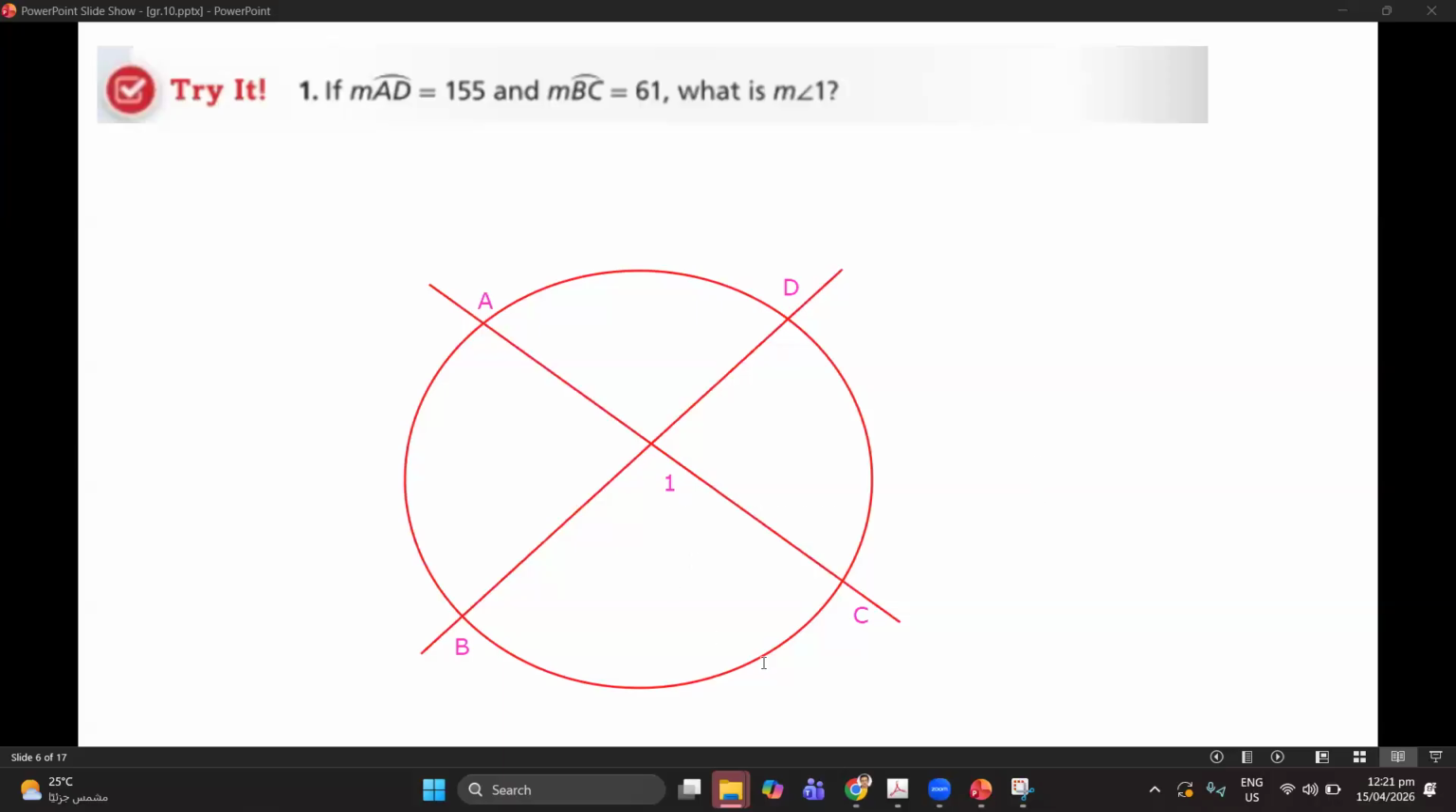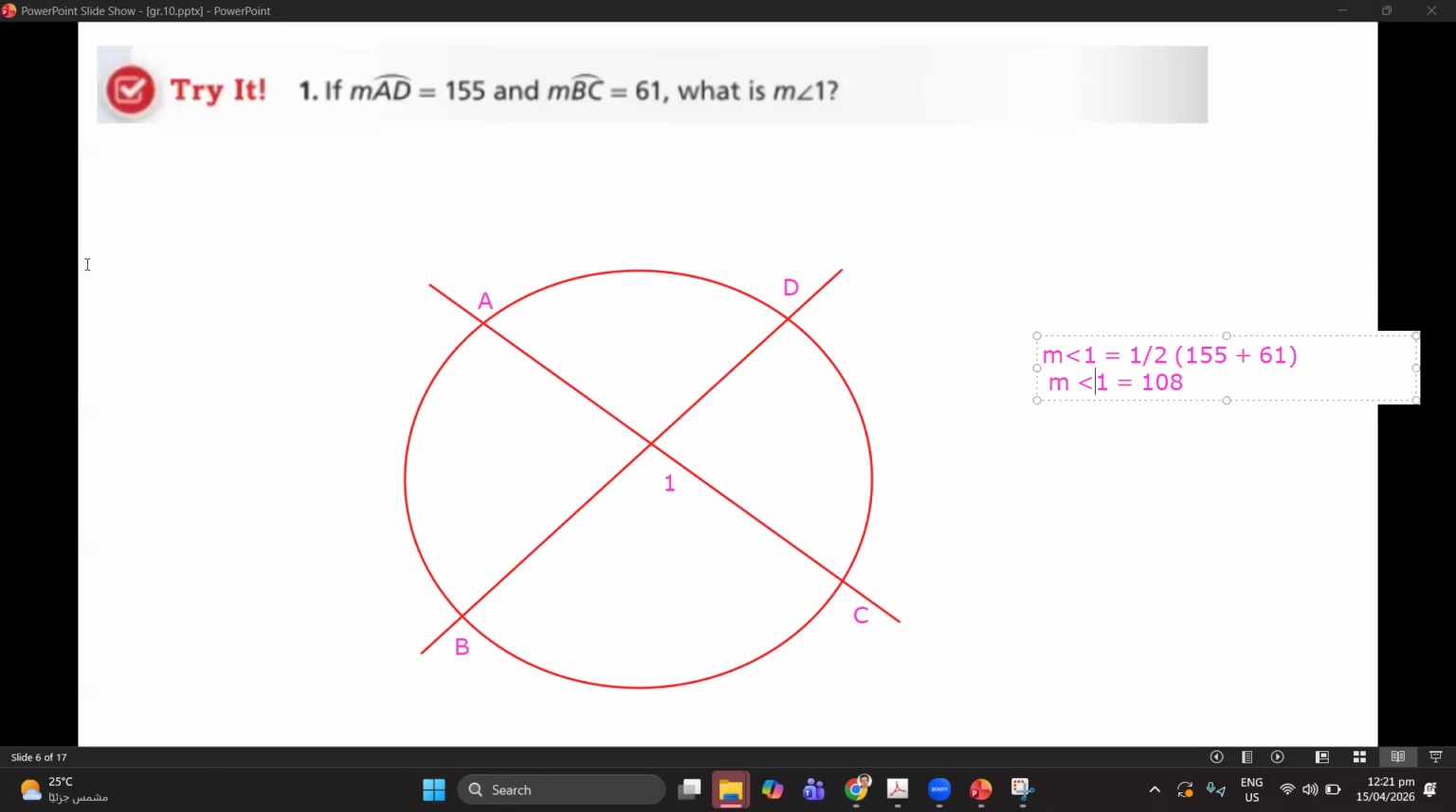Now, how can I find the measure of angle 1? It's half of what? Which arcs can I use? AD and BC. So 155 plus 61 is 216, divided by 2, which is 108. So the measure of angle 1 will be 108.